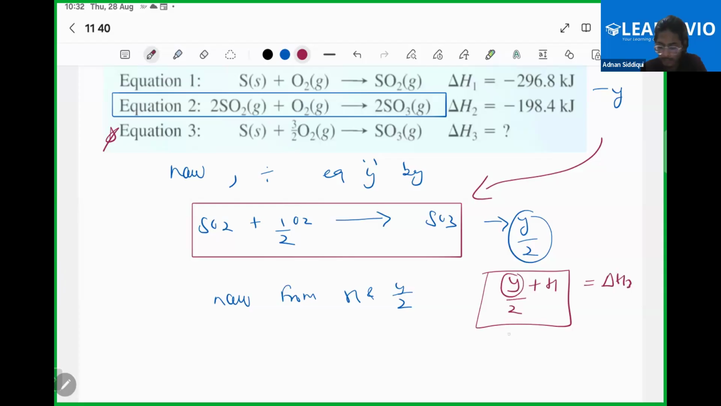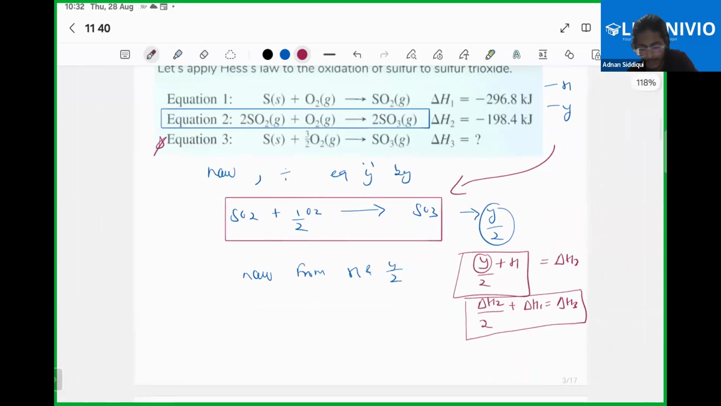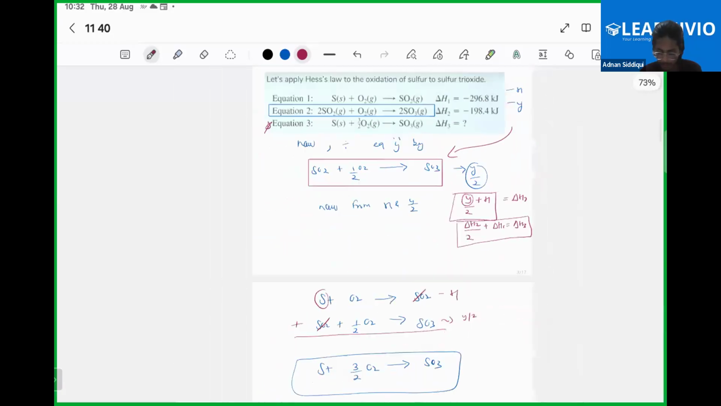For y, I have delta H2. The 2 one we have to take because that's the entire thing, and we were able to get the third equation. And for x, delta H1. So delta H3 is nothing but delta H2 divided by 2 plus delta H1. Is it clear? You just have to relate it. We will do some more questions and it might click. Just see the entire thing. Okay.